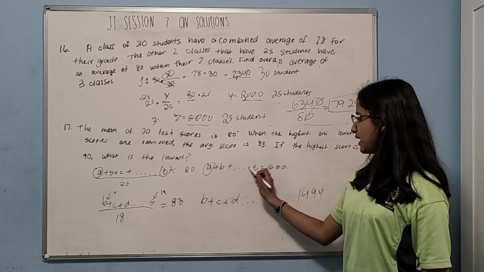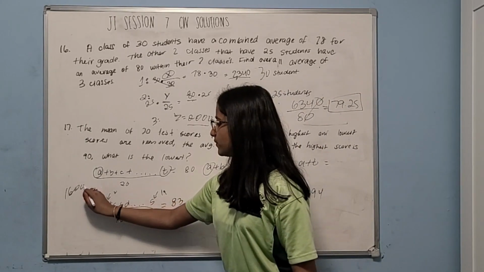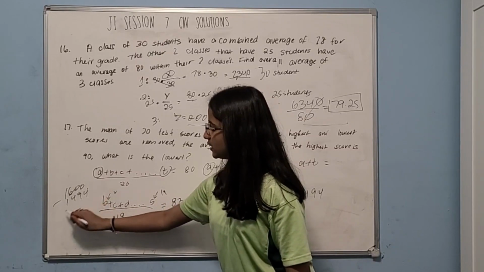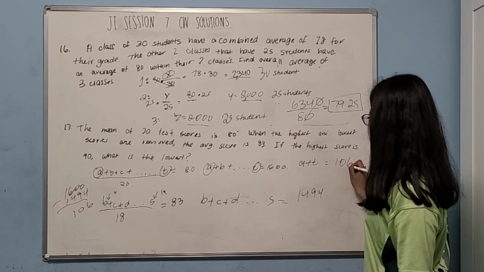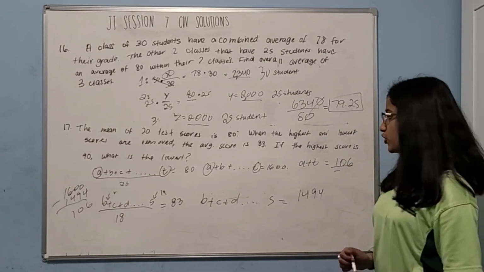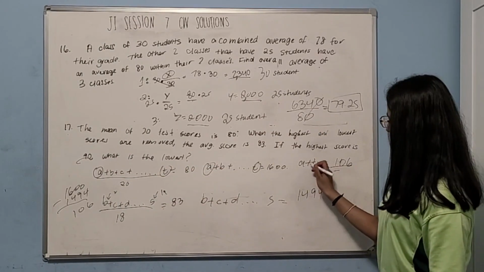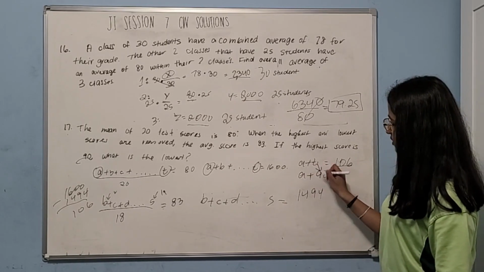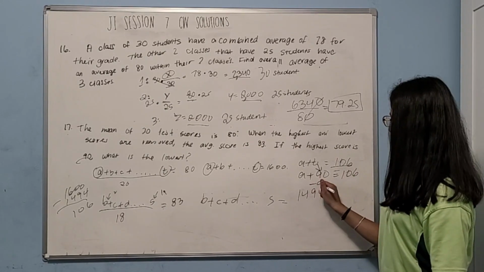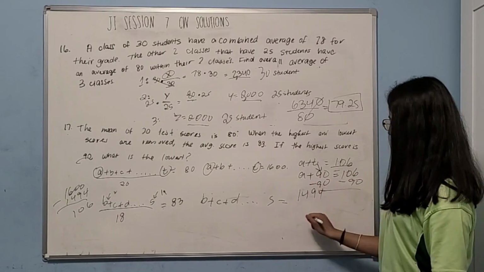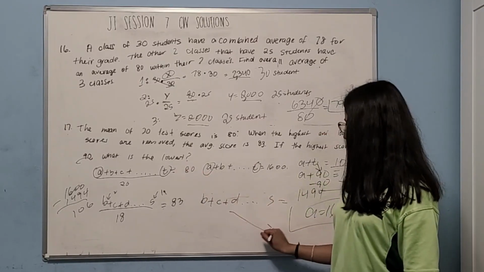So to find A and T itself, we need to subtract. So we have 1,600 minus 1,494, and you get 106. So we know that the sum is 106. We already know that T is 90. So when you have A plus 90, since we're substituting T to be 90, equals 106, you can subtract and you get that A is equal to 16. So the lowest score is 16.